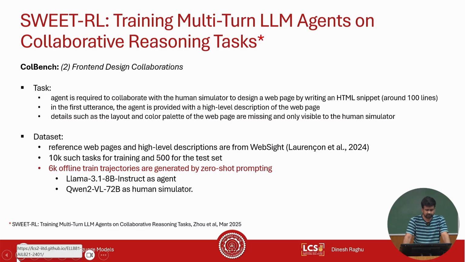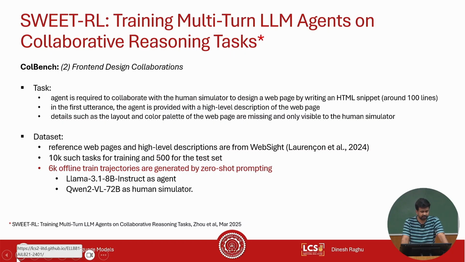Now again, same as before, they use a data set called website, which has reference web pages and high-level descriptions of those reference web pages. And they have 10K tasks for training and 500 for test. And similarly, they generated only 6K offline trajectories from the 10K examples. I'm not sure why it's only 6K, whereas previously they generated 15K from 10K. Maybe they ran into some issues and things like that.